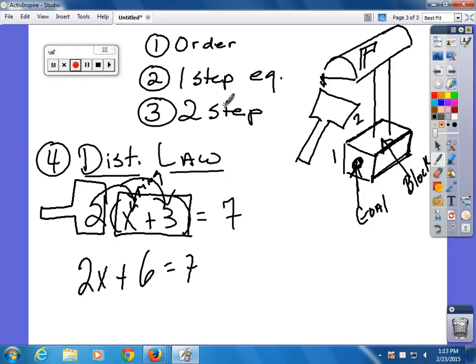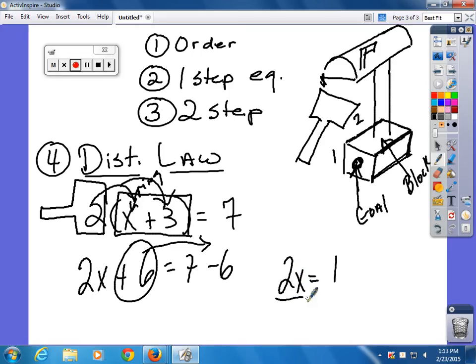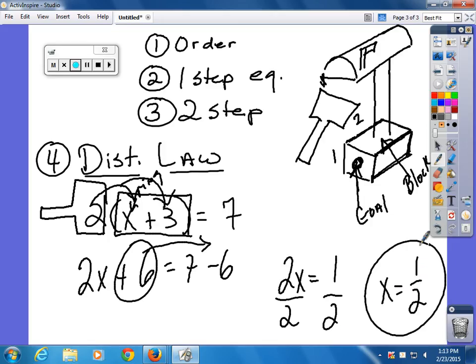So how do you get rid of a +6? Take it across the river, and it becomes minus 6. 2x is equal to what? 1. X is equal to... now that's a real, on a scale from 1 to 10, that's about a 1. Real simple.